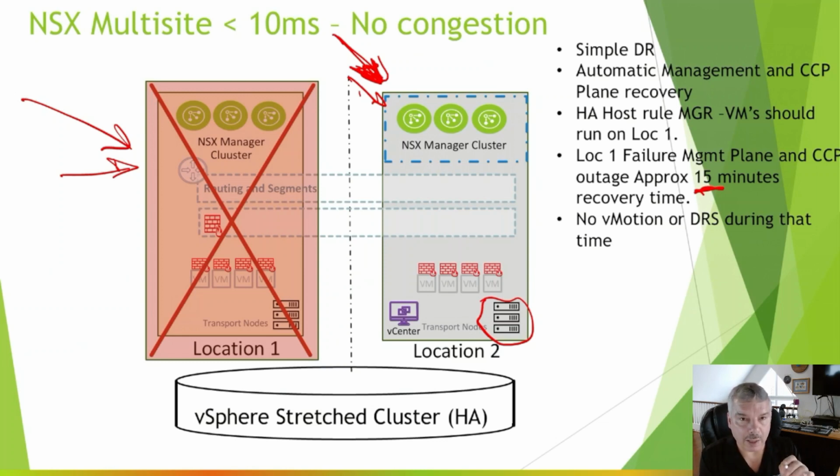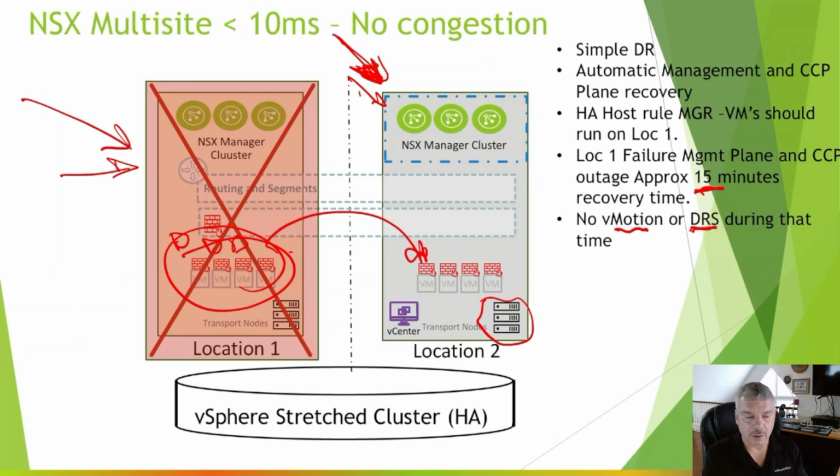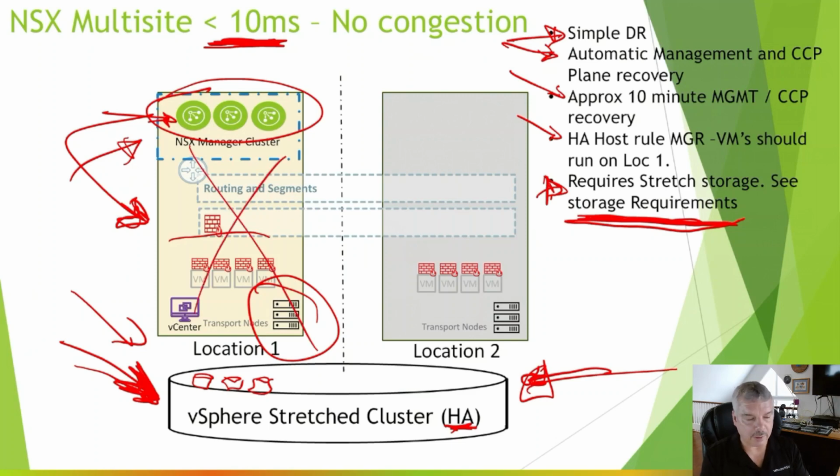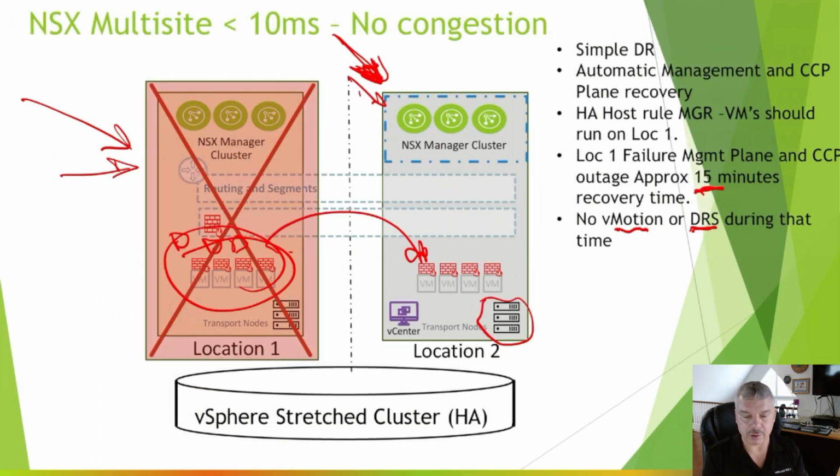And by the way, while the managers are down, the central control plane is down, you're not allowed to do vMotion or distributed resource scheduler at that point. Now, I'm not talking about virtual machine recovery here. I'm talking about just management and control plane recovery. Obviously, if there were VMs running over here, they would restart back over here. So what you would want to do in this situation is create a rule, like a DRS affinity rule, saying the 3 managers should run on these hosts at location 1. If all of them die, then we can run over here on that location.